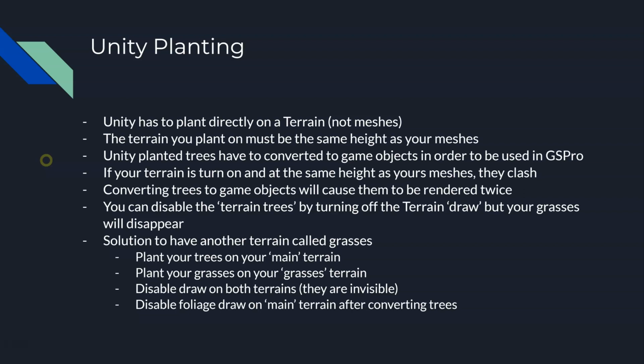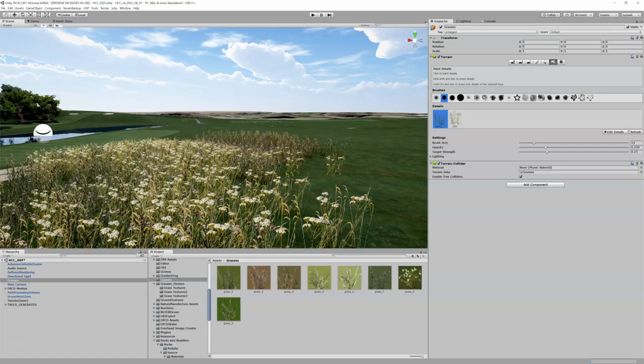So what does that mean? Well, it means we won't be able to see the terrains, but we'll be able to see the grasses and trees that are planted on them. And then we're also going to disable foliage draw on the main terrain so that the trees that we drew on our main terrain are hidden, but the converted trees will not be hidden. Now, I know I just gave you guys a lot of information, so let me show you this in Unity, and then maybe it'll make sense.